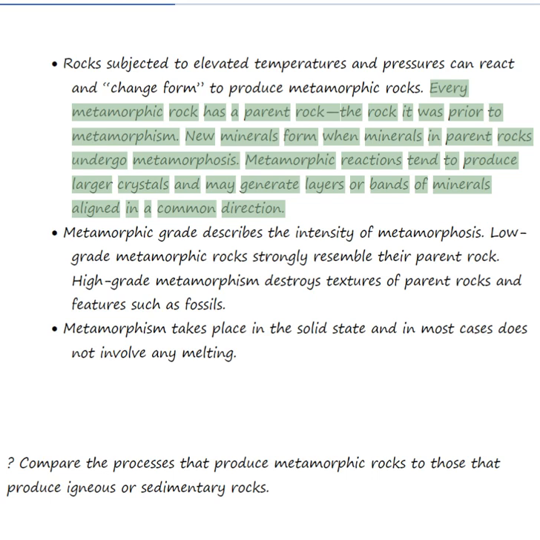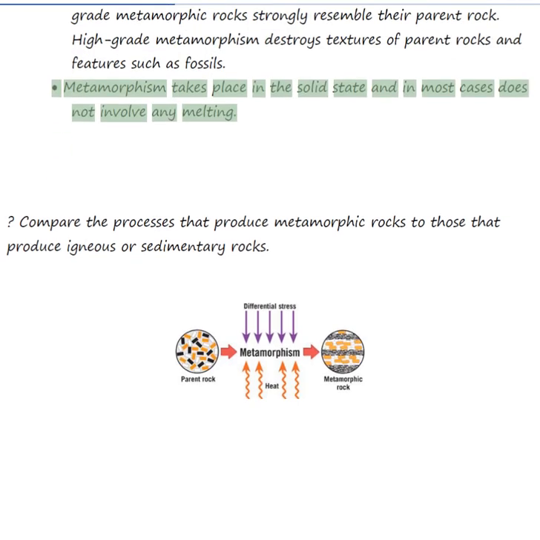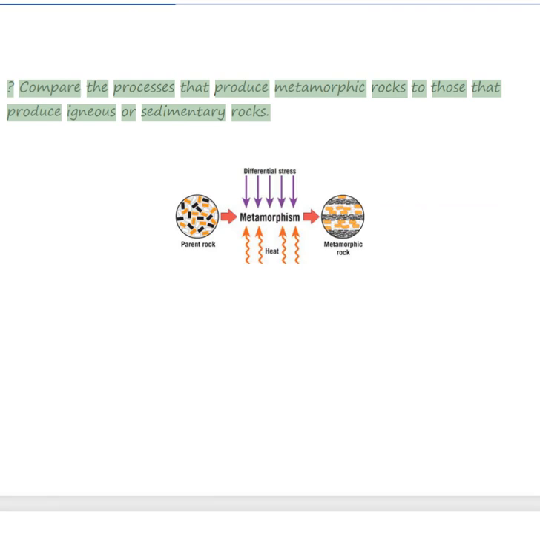New minerals form when minerals and parent rocks undergo metamorphosis. Metamorphic reactions tend to produce larger crystals and may generate layers or bands of minerals aligned in a common direction. Metamorphic grade describes the intensity of metamorphosis. Low-grade metamorphic rocks strongly resemble their parent rock. High-grade metamorphism destroys textures of parent rocks and features such as fossils. Metamorphism takes place in the solid state and in most cases does not involve any melting. Compare the processes that produce metamorphic rocks to those that produce igneous or sedimentary rocks.